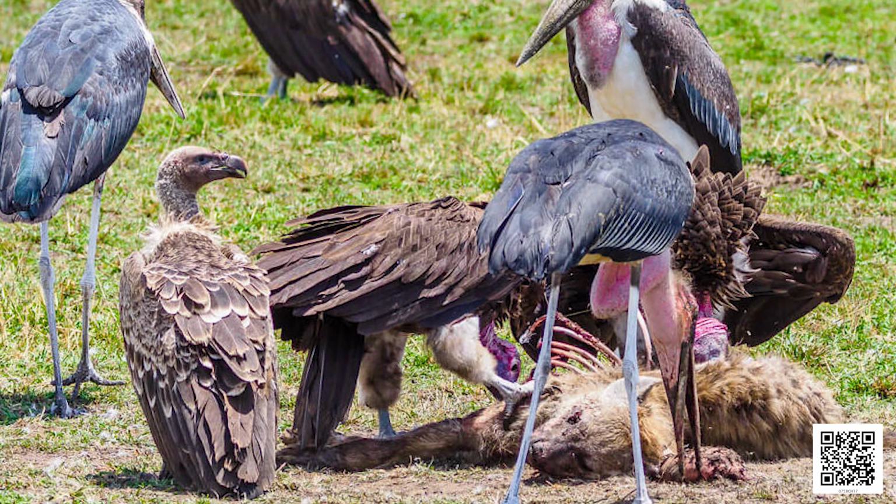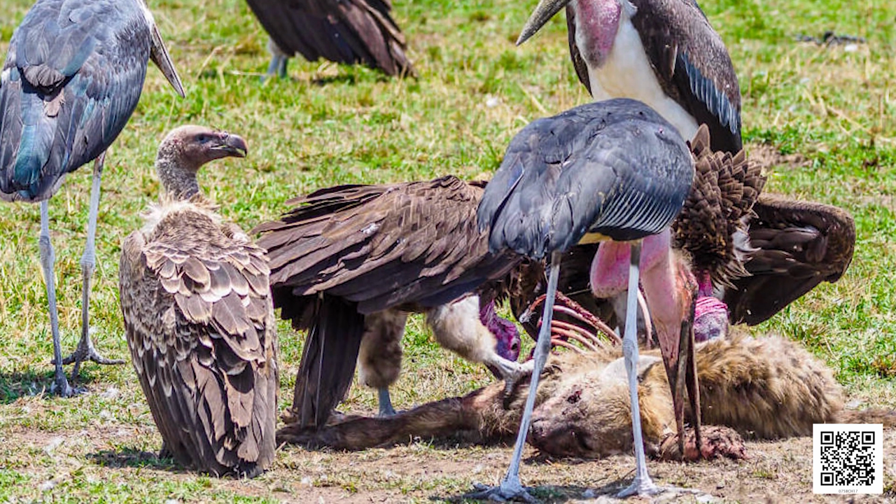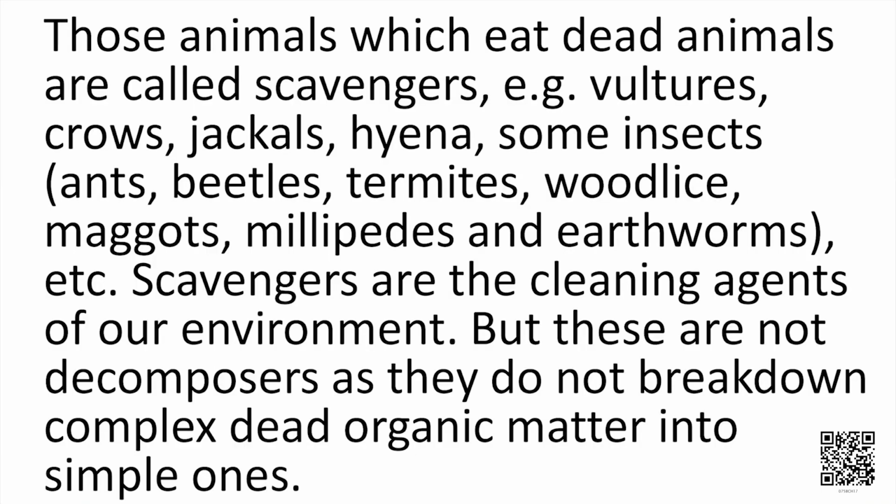And students, the fourth component of the forest is scavenger. Now those animals which eat dead animals are called scavengers. For example, vultures, crows, jackals, hyena, some insects like ants, beetles, termites, woodlice, maggots, millipedes and earthworms, etc. Scavengers are the cleaning agents of our environment. But these are not decomposers as they do not break down complex dead organic matter into simple ones.